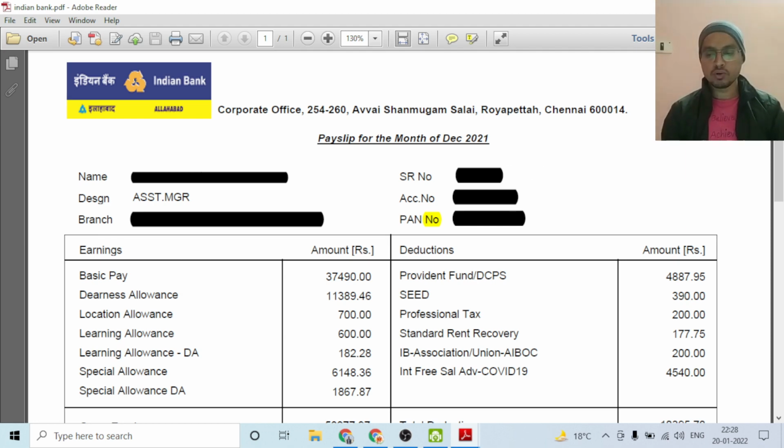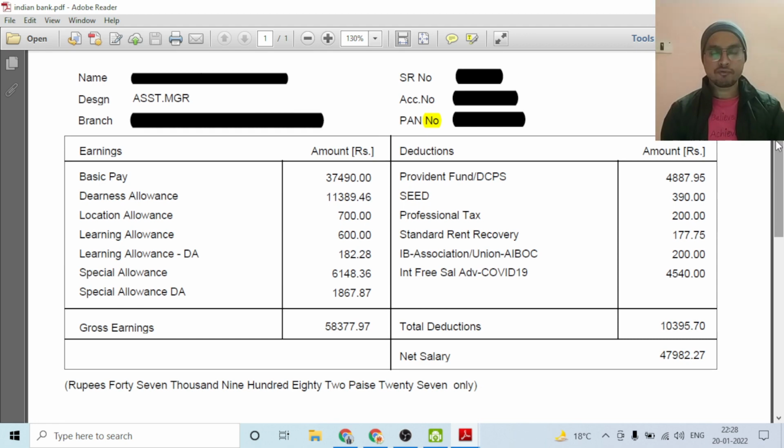So what will be your earnings? After adding all the earnings of the month you will get the gross earnings, and on the right side will be your deductions. After subtracting the deductions from the gross earnings, that will be your net salary, your in-hand salary, guys. So what will be your gross earnings? Let's see the left hand side of earnings.